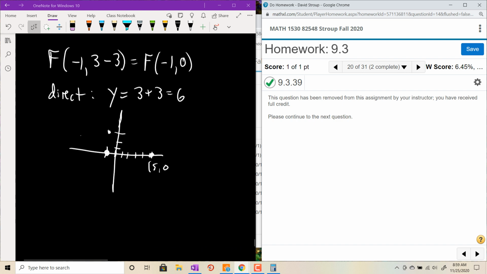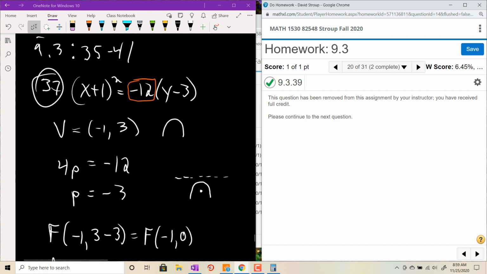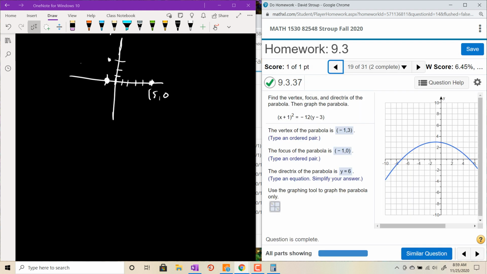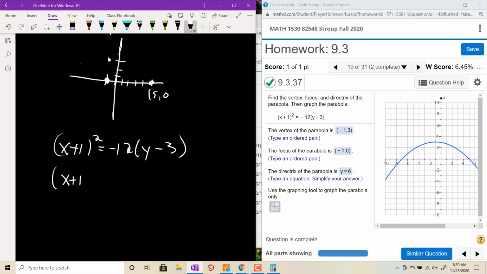If you don't like that, you can always just get an intercept. Say just get the x or the y intercept. So working back here with the x plus 1 squared equals negative 12 times y minus 3. For the x-intercept, actually it's probably better to get the y-intercept, but the x-intercept, either one. For the x-intercept, get y to equal 0.